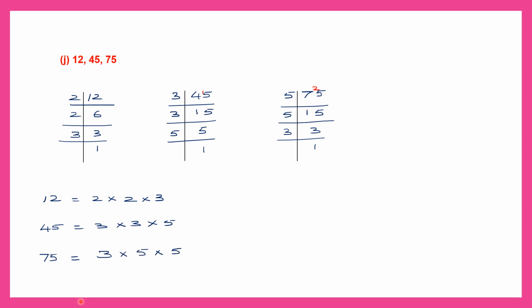So let's see what is common. We have a 2 here, but we don't have 2's here. So let's take 3. We have 1 3 here, 1 3 here and 1 3. Yes, so 3 is common. Then we have 5 here and here, but we don't have 5 there. So we only have 3 that is common. So 3 is the only one that is common here. So let's write our HCF. Our HCF here is 3. So this is our answer. So the HCF of 12, 45 and 75 is 3.